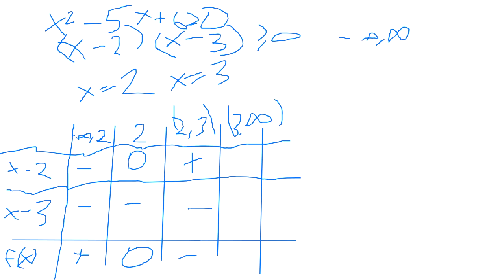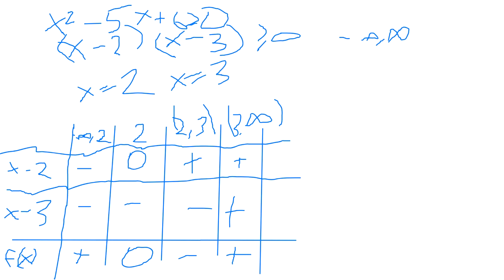And between 3 and infinity, you can pick any number that you know. So here I'm picking 4. If I put 4 here, what will I get? Positive. And if I put 4 here, what will I get? Positive. Now, positive and positive will give me what? Positive. Good.